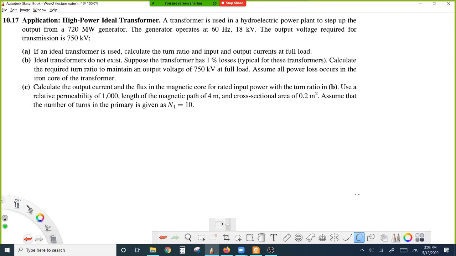So, how do we proceed with the first question? As the first step, we use this formula: U1 divided by U2 is equal to E1 divided by E2.